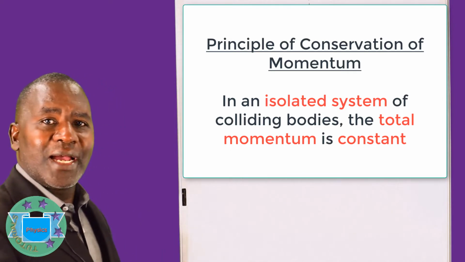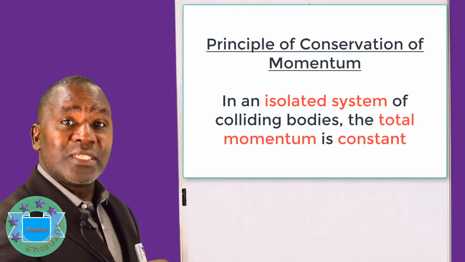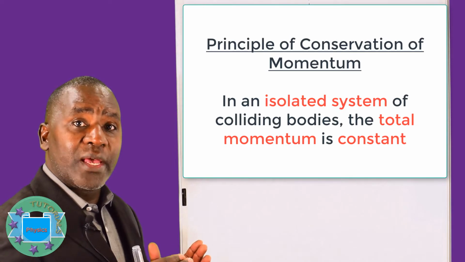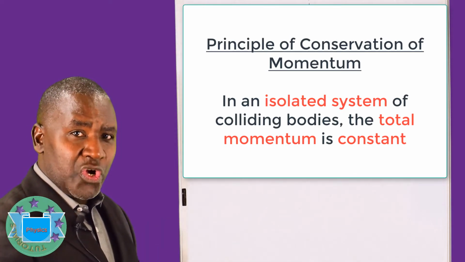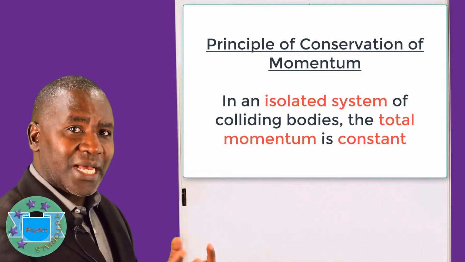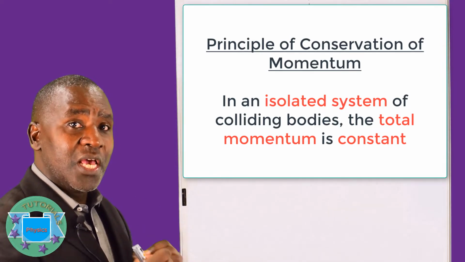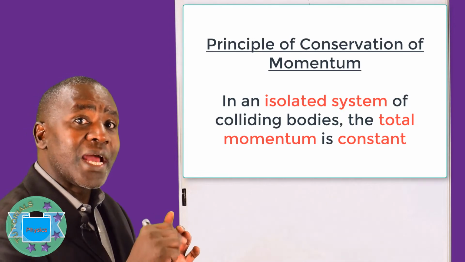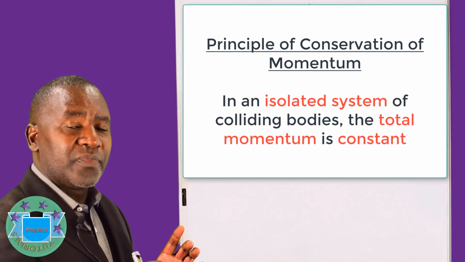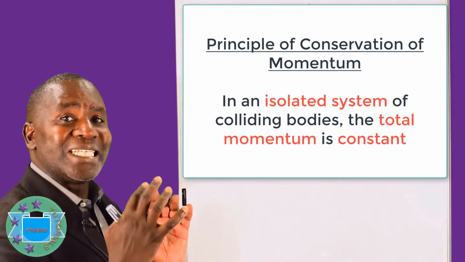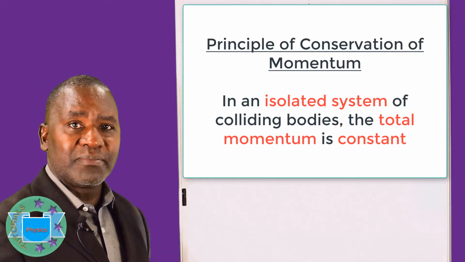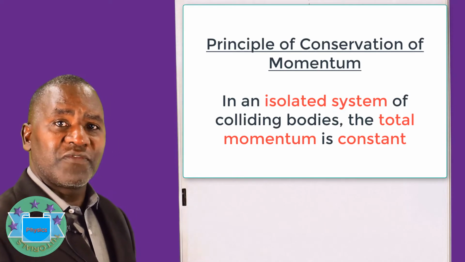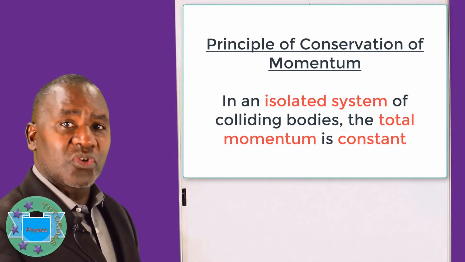Now, what is an isolated system? An isolated system is a system where there are no external forces acting. If there are any forces acting on the system, then they are internal. There is no external force acting on that particular system. That is what the principle of conservation of momentum talks about.